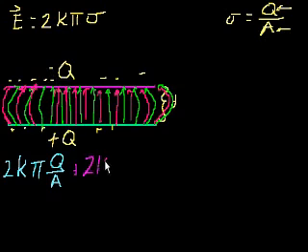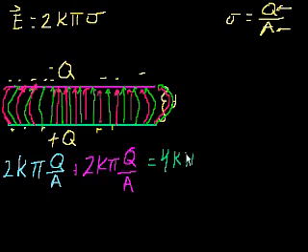So plus 2k pi, and this is q over a. Right, we could have said minus and then had a minus q over a, but we know that they go in the same direction, so we know that they're going to be additive. And so we know that the total electric field is going to be 4k pi q over a. So now we know the exact strength of the electric field.